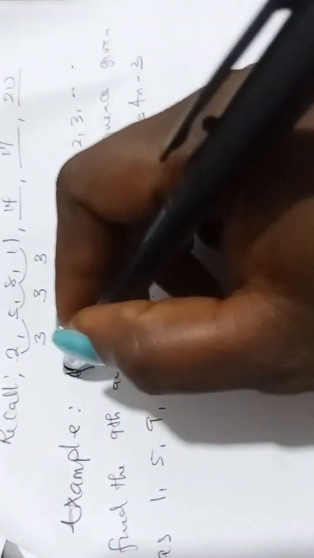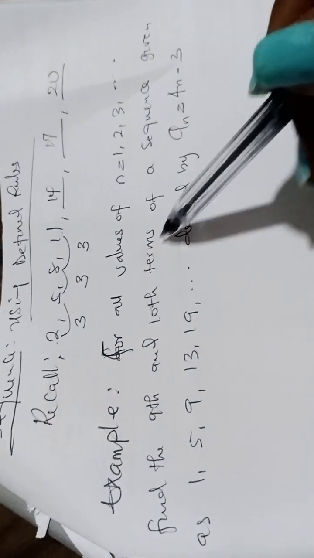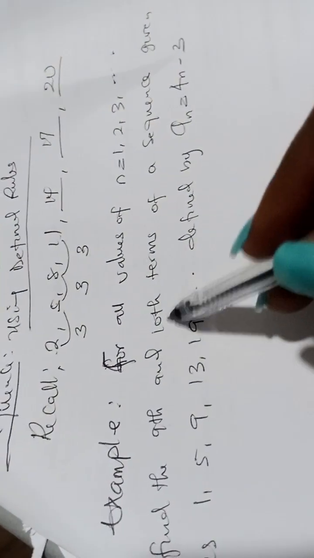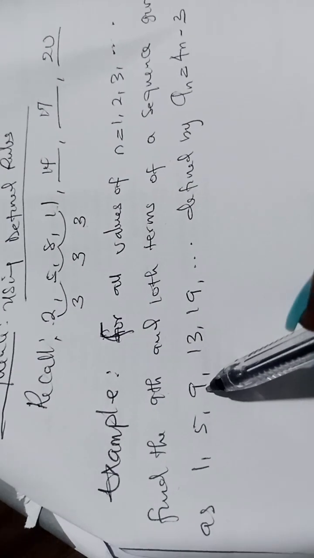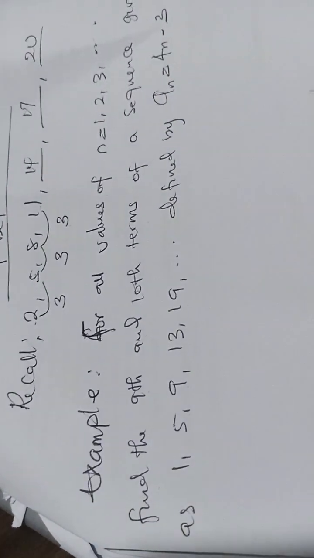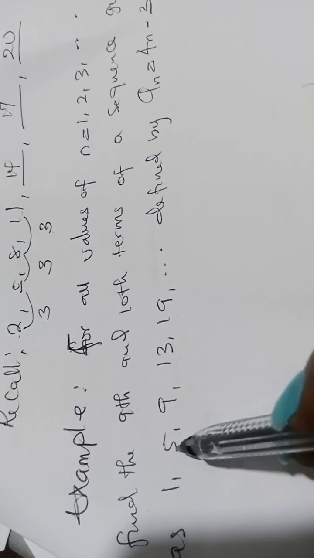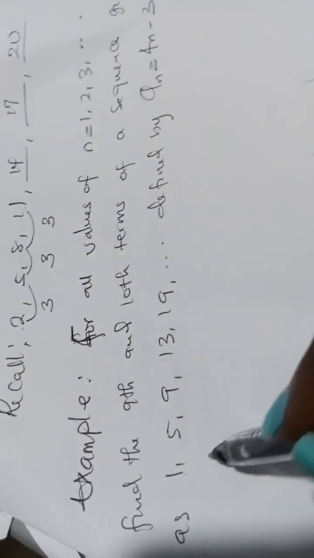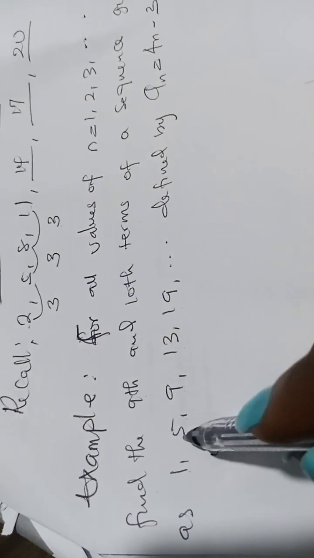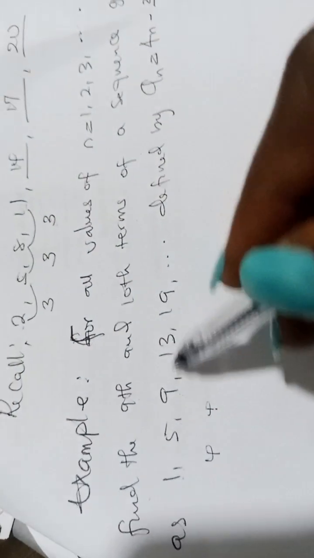Okay, now this is a question we're asked to solve. We're asked to, for all values of n starting from 1 to infinity, find the 9th and 10th terms of a sequence given as 1, 5, 9, 13, 17. Of course, if you see, there's already a pattern there. We have 5 minus 1, a difference of 4, 9 minus 5, a difference of 4, 13 minus 9, a difference of 4.